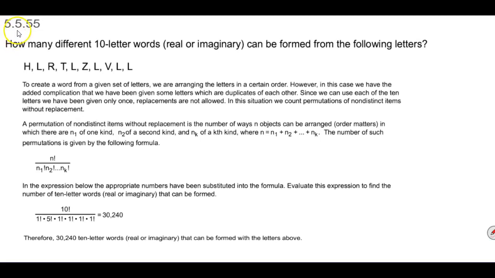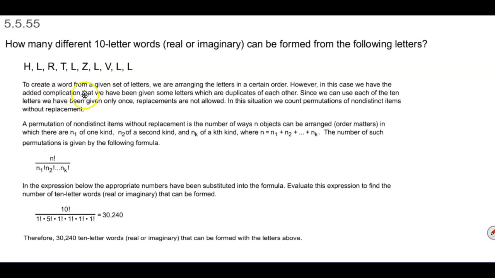In section 5.5.55, the question states: how many different 10-letter words, real or imaginary, can be formed from the following letters: H, L, R, T, L, Z, L, V, L, L.